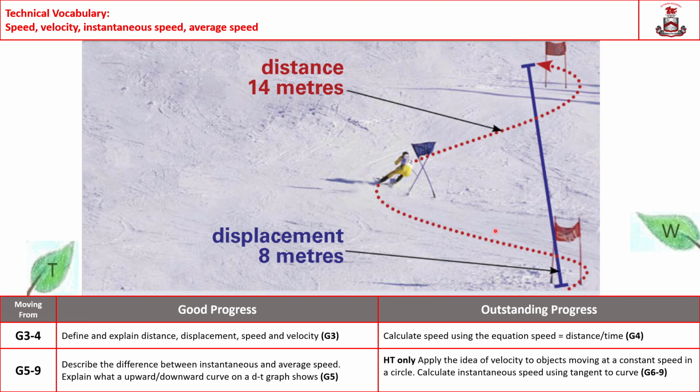Now the displacement is the direct line from where they started to where they finished. So the distance just has a number, 14 meters. The displacement has a number and a direction, so it should say the displacement was from this exact point to that point, or they could say they moved 8 meters north directly.